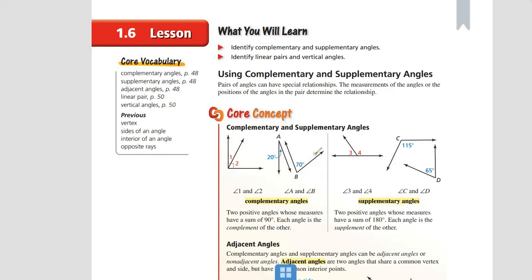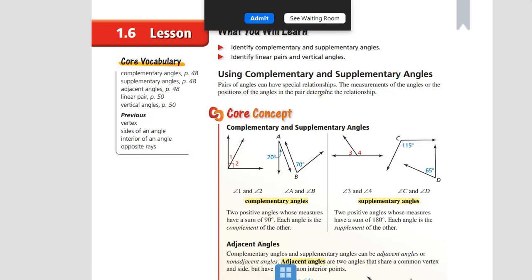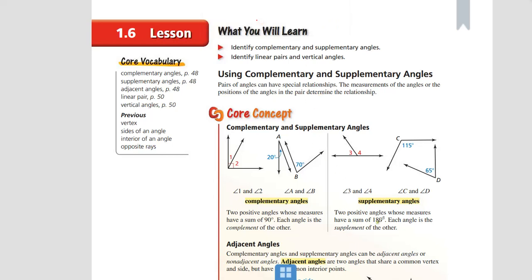And here they're not connected, but I know that 20 plus 70 makes 90, so they are complementary. Same thing, but adding up to 180 is what supplementary is. So here there's supplementary, I can tell because it makes a straight line. Here there's supplementary because 115 plus 65 makes 180.